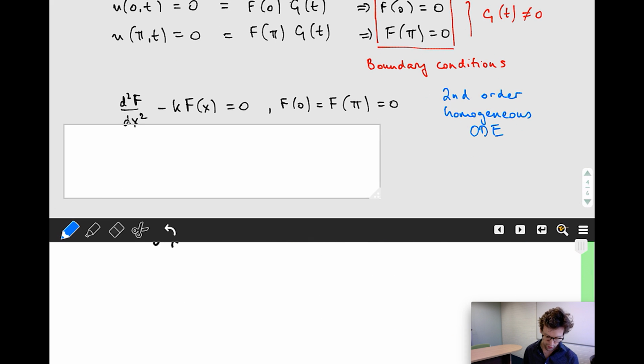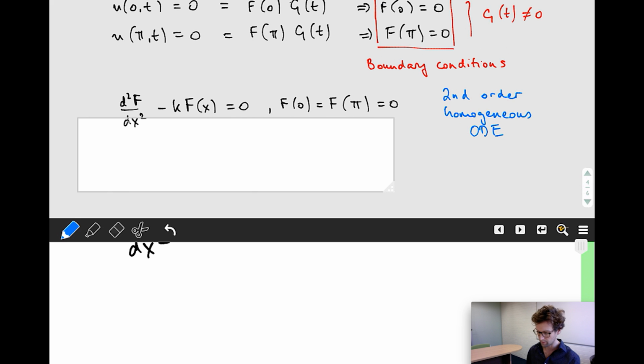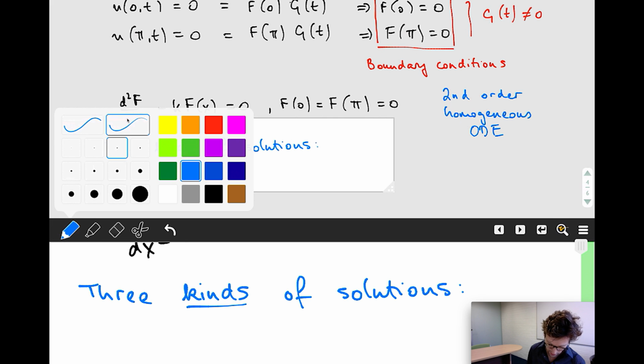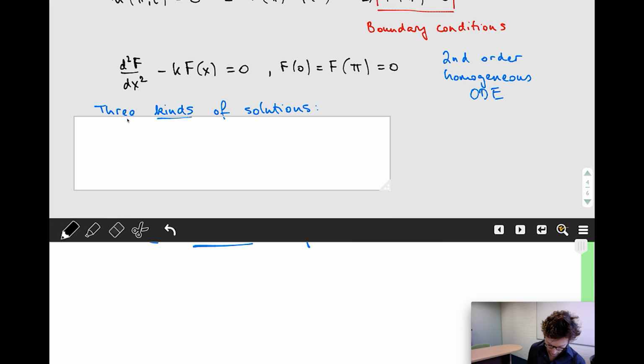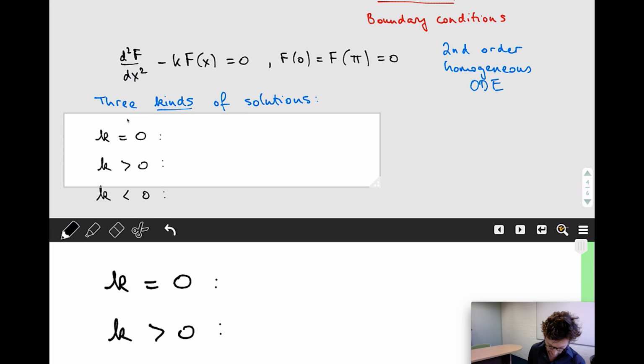And we've seen that the solutions to second order ordinary differential equations depend on the value of k. So in fact what we're going to see is that we're going to get three different kinds of solutions that correspond to the cases of k equal to 0, k a positive number, and k a negative number. So we'll call these cases 1, 2, and 3.